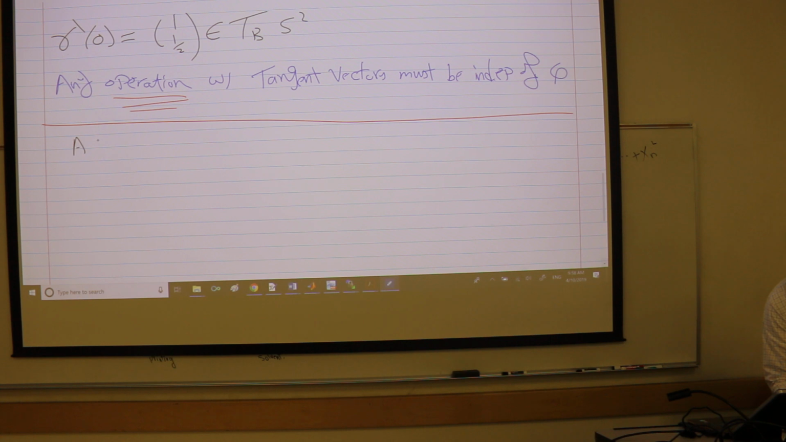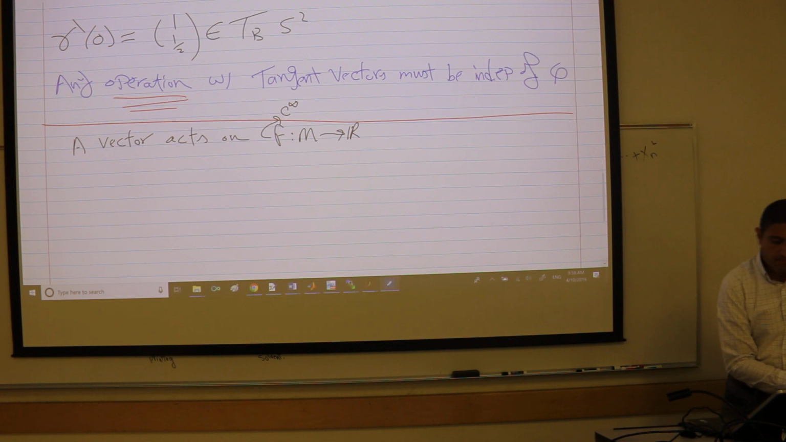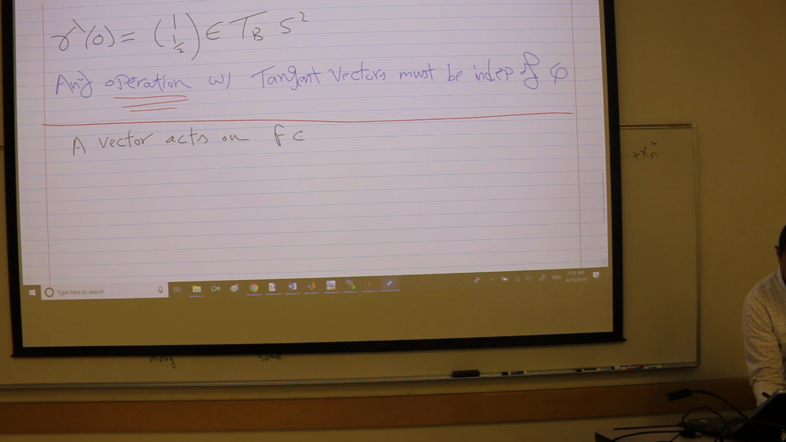So a vector, how can a vector act on a function on M, a differentiable function, smooth, C infinity? How? Let's say how. It doesn't have to be actually a manifold. Let's say this is C infinity. Even in Rn, in your computation, how does a vector act on a function?